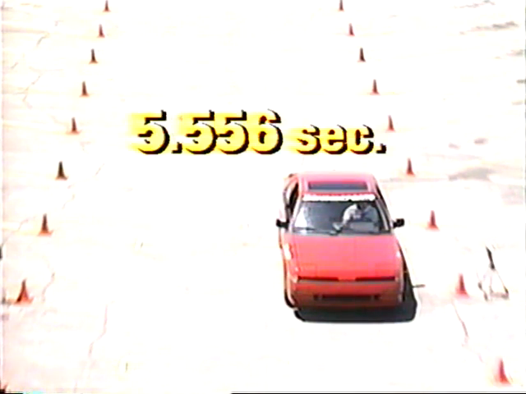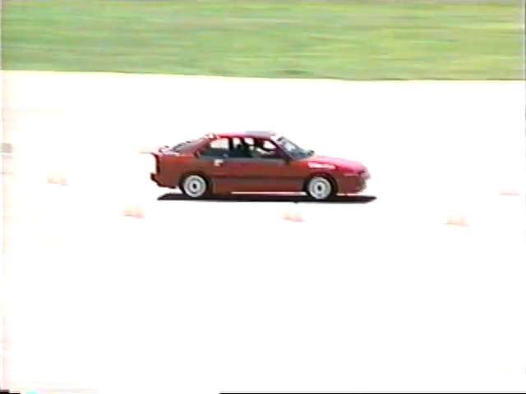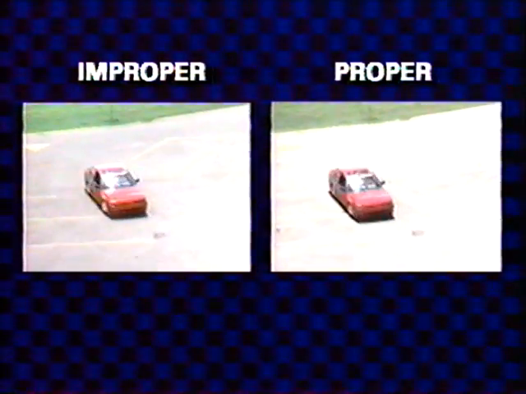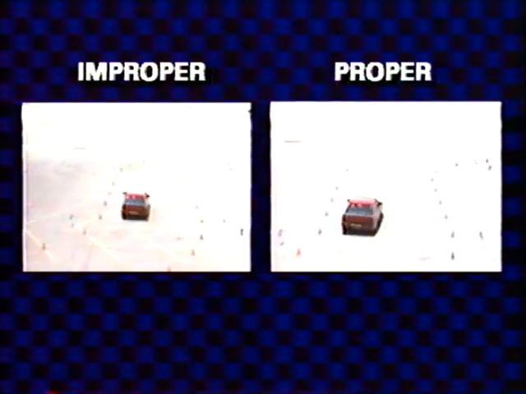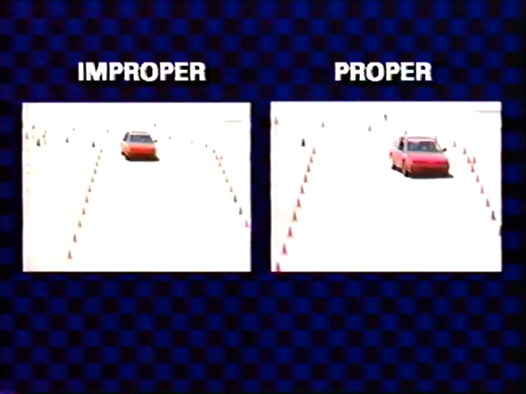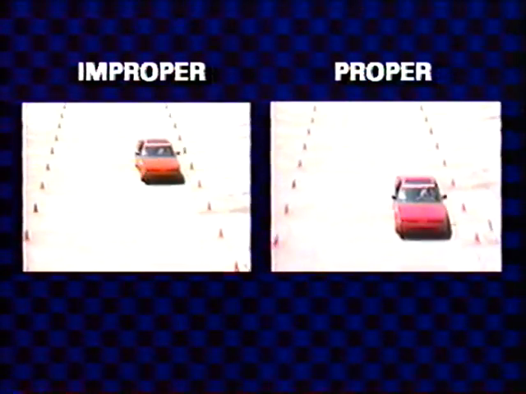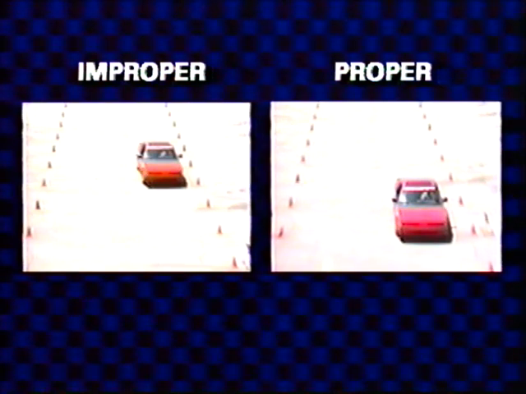Here's the time, 5.556 seconds. Here's what happens with a late apex. The time, 6.072 seconds. Exactly 516 thousandths longer. Look at the difference in the path. See the difference in the apex, and look at the difference in the exit. It's easy to see why it takes more time to do it wrong.